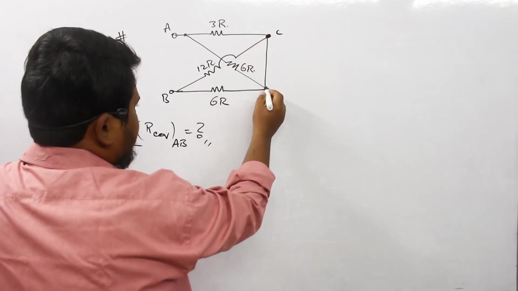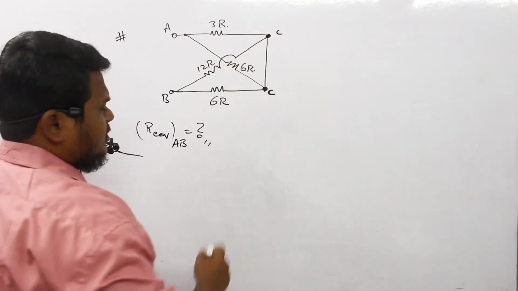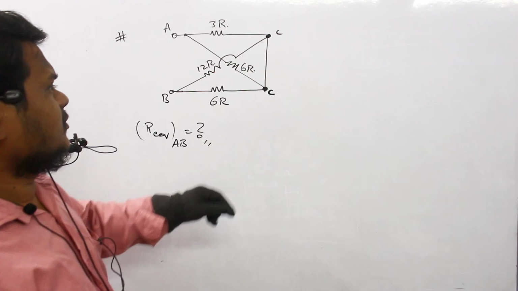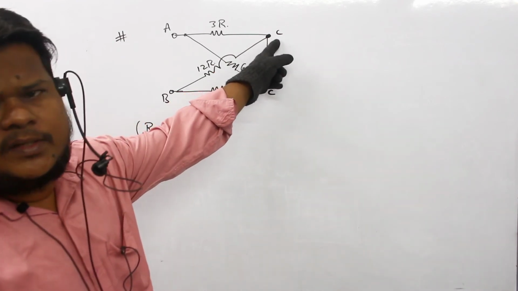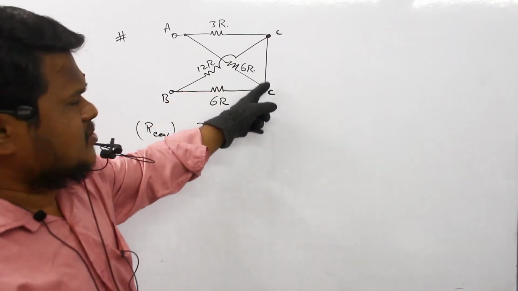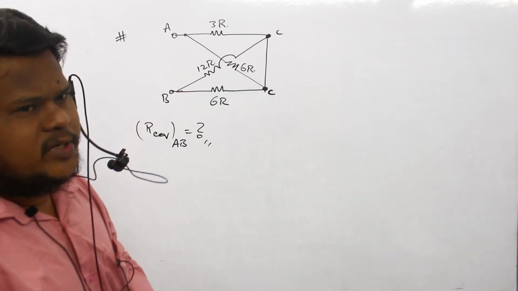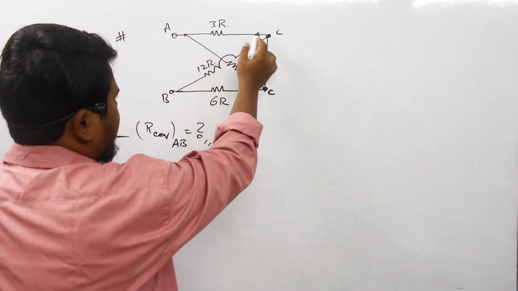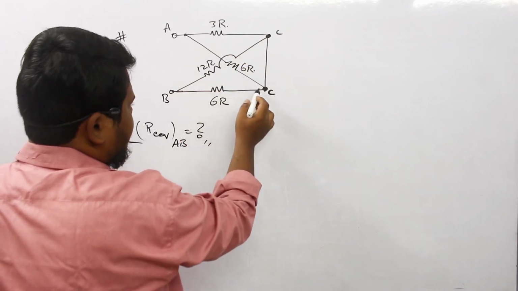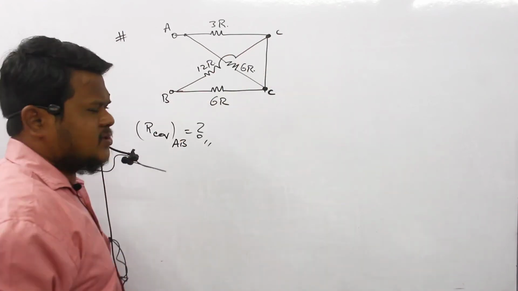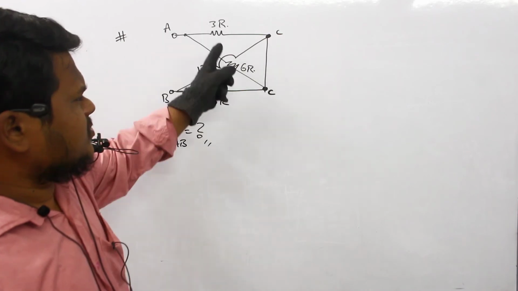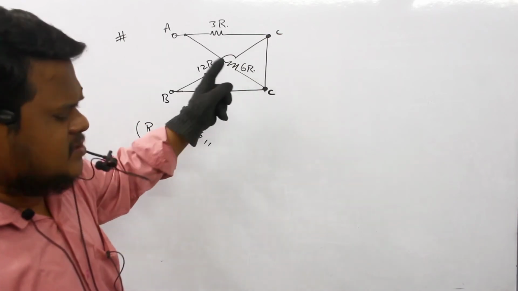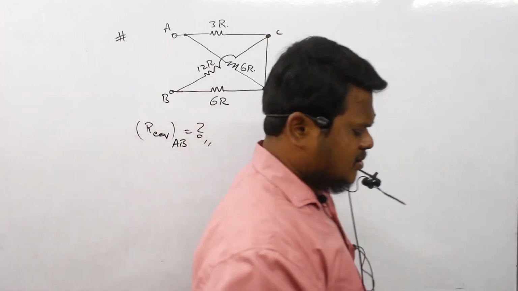If this is C, can I say this one is also C? If this is a terminal C, this one also is a terminal C only, because both of them are present at the same potential. It means that from A, we are reaching C with the help of a 3R resistor. Similarly, we are reaching C with a 6R resistor also. Are 3R and 6R connected in series or in parallel?